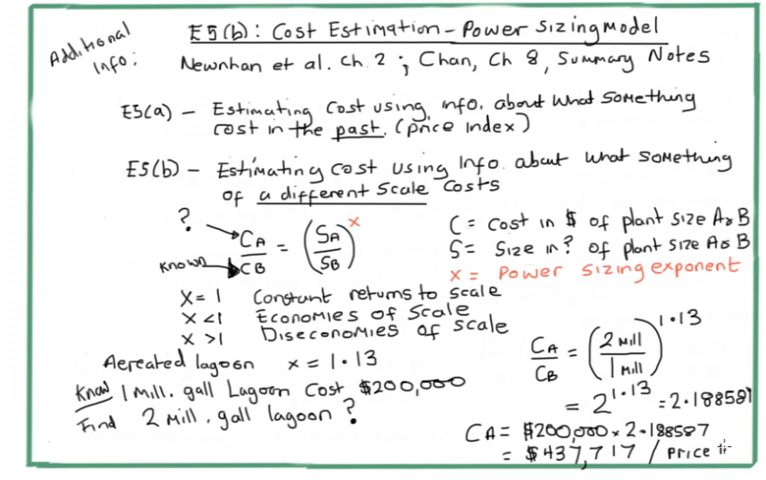But then the question would tell you something about the prices, and you would need a price index, and you can go back to E5A for how to do that. You could take this $437,717 and use the price index you were given to say what a lagoon that's twice as big and built this year instead of 2005 would cost. So then you would have to employ the two different techniques in order to come up with an estimate for this year.